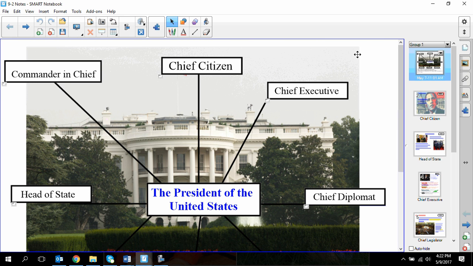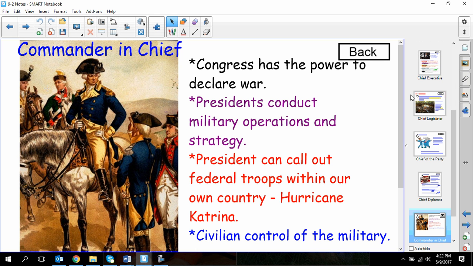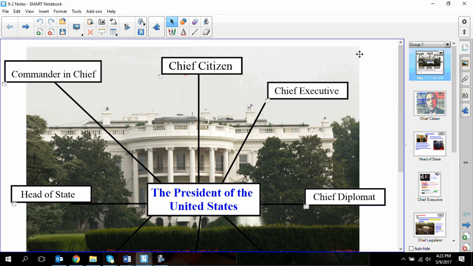After the chief executive, I would say that one of his other main roles is the commander-in-chief. Remember that Congress is the one that has the power to declare war, but it is the president that conducts military operations and strategies. And also the president has the ability to call out troops, for example, during Hurricane Katrina. And basically we believe in civilian control of the military. We don't believe that a military person should be in charge of the military because they could so easily take over a country. This is a delegated power.